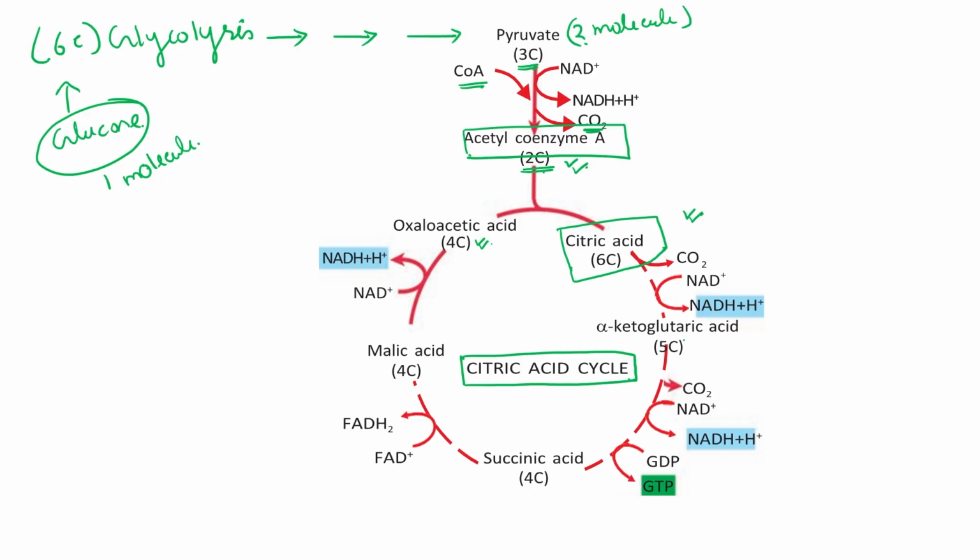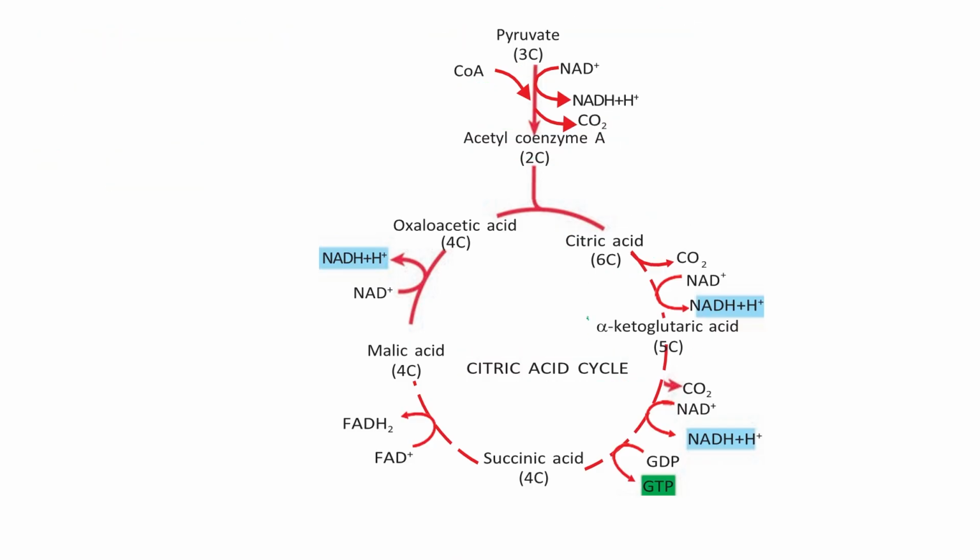And in this whole cycle, only this one, alpha ketoglutaric acid, is the only type of molecule present in this particular cycle having 5 carbons in it. Which molecule? Alpha ketoglutaric acid.